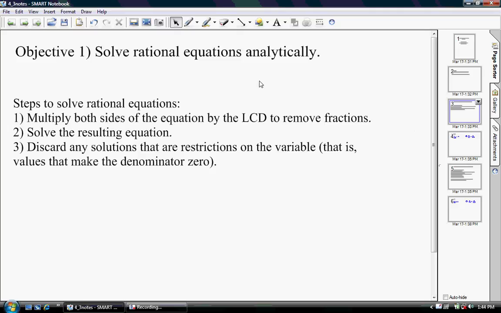For the first objective, to solve rational equations analytically, what we're going to do is create a new equation without any fractions. So we will multiply both sides of the equation by the least common denominator to remove the fractions, solve the resulting equation, and then discard any solutions that are restrictions on the variable. And by restrictions I mean values that make the denominator equal to 0. That is where the rational expression is undefined.